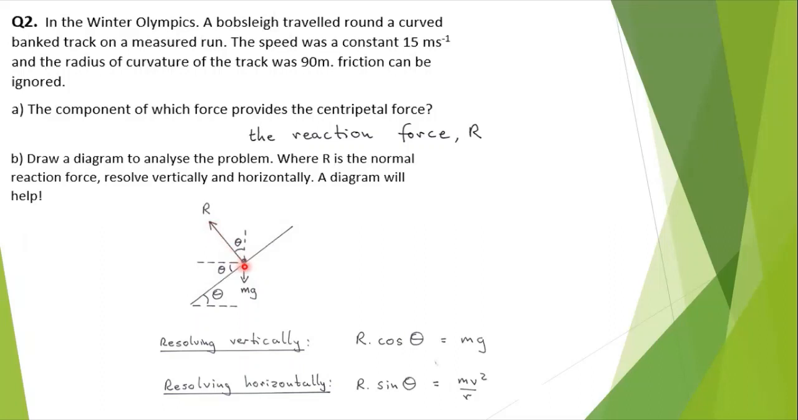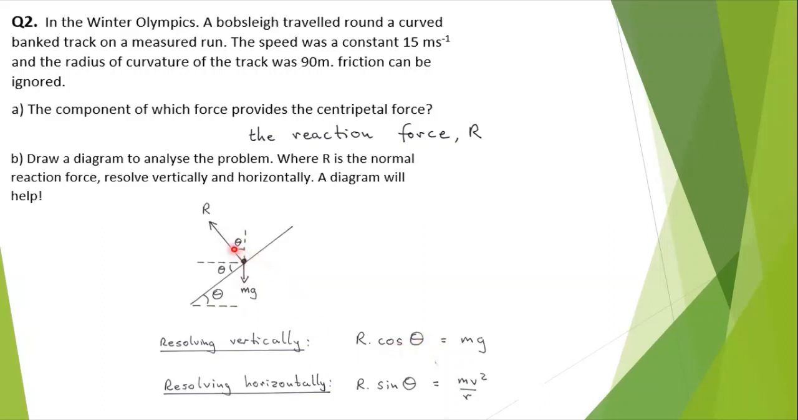And if we resolve vertically, then we get R times the cosine of the angle that we move through. So the vertical component is R cos theta. That must balance mg. So R cos theta equals mg.